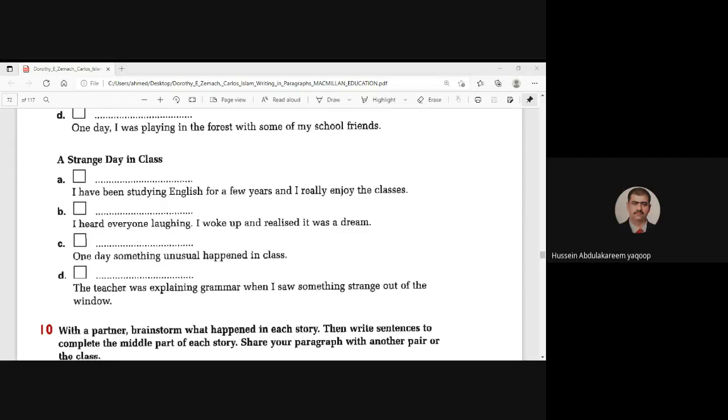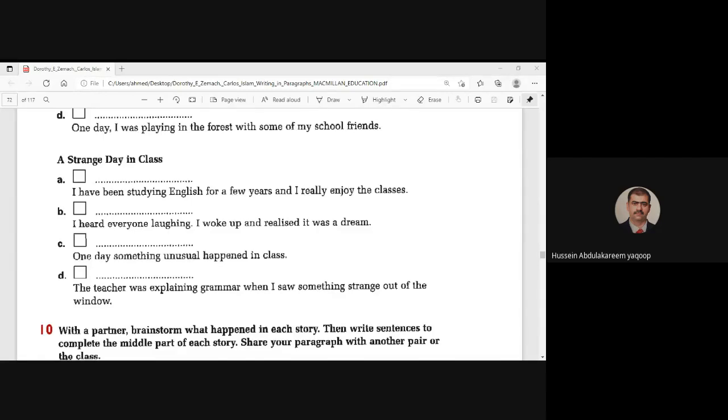Number 2, letter C. Read it. Is this from the beginning of the story, or the middle? One day, something unusual happened in the class. Ali, you chose letter C to be the second sentence. Now do you think it is the end or the middle of the story? From the beginning of the story. Yes, good. Okay, read it. One day, something unusual happened in the class. Okay, thank you very much.